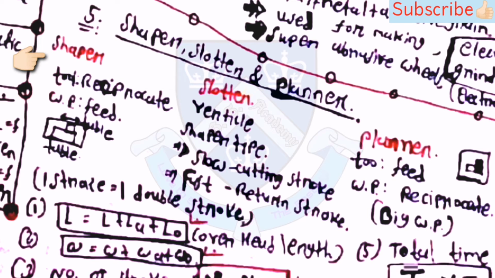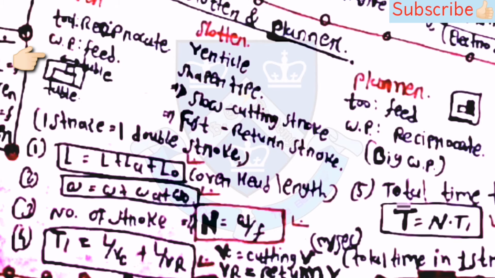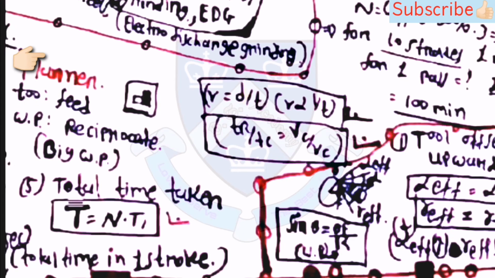So there are some equations also, similar to the other operations, like L is equal to L plus LA plus L naught. Then W is equal to W plus WA plus W naught. Then the number of strokes N is equal to W by F, and T1 is equal to L by Vc plus L by Vr. Then the total time taken T is equal to N into T1, where T1 is equal to L by Vc plus L by Vr.